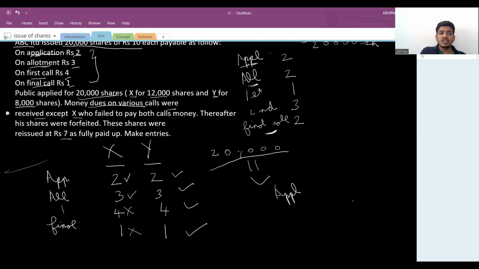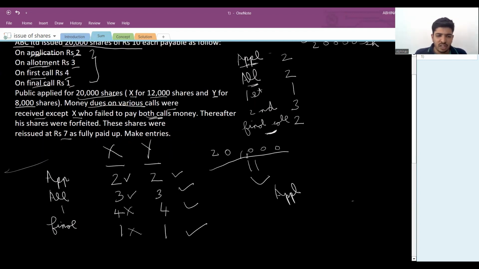Money dues on various calls were received. That is, the money that X and Y needed to pay for different installments were received by the company, except from X who didn't pay these two calls money. If it says except X, that means Y paid all four calls money. Because except X, every other money was received. So Y paid every installment. X didn't pay these two; he paid the first two, because it says only both calls money. Call money means first call, final call. Application and allotment money was paid. That's how you have to assume.